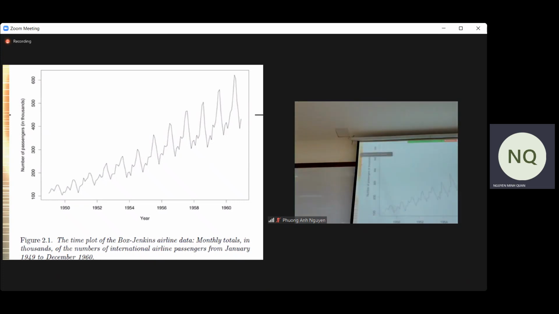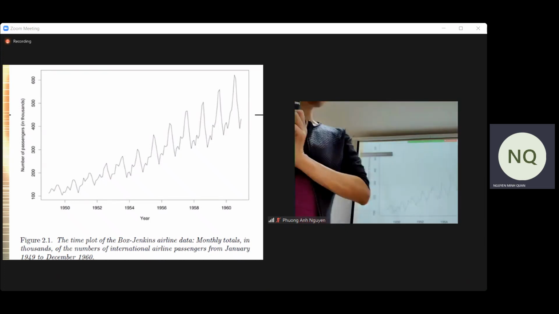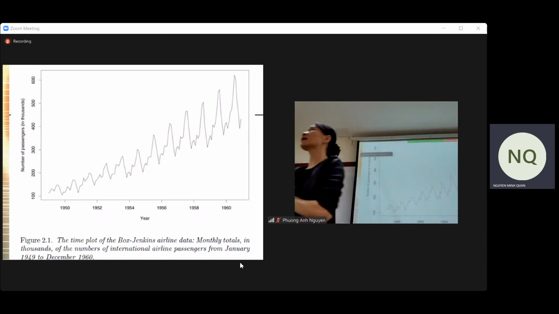Again, when you look at this time plot for the number of airline passengers, first of all you see the uptrend, the values tend to increase over time, and also seasonality. Every year, the values tend to be higher in the summer. So this is the first example.